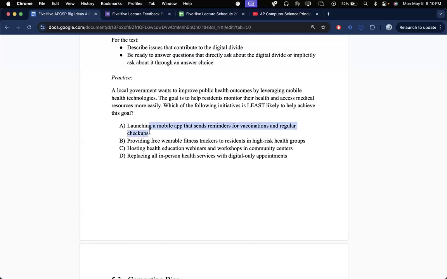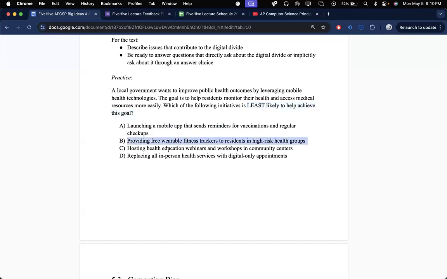So, let's take a look. Launching a mobile app that sends reminders for vaccination and regular checkups. Well, this could actually contribute a little bit, because you're kind of separating the people that have access and don't. But it's not physically going to contribute, it's just going to implicitly contribute, if that makes sense. And so we want the least likely. So let's take a look at other options.